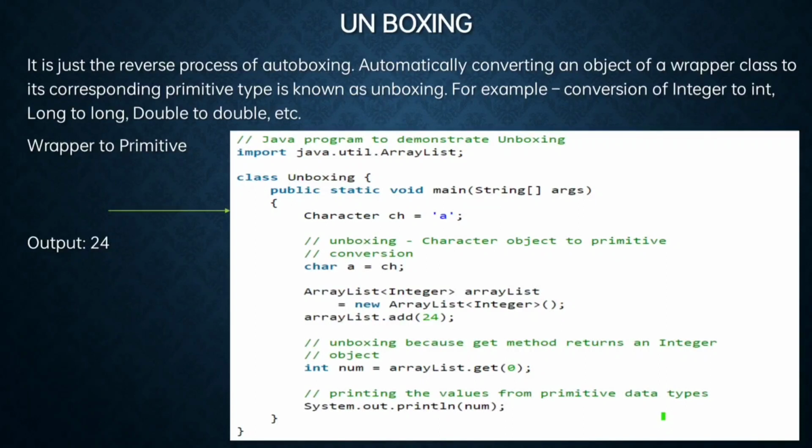Let's take an example. We have an ArrayList, right? In the ArrayList we are adding 24. Now unboxing, because the get method returns an Integer object, in int num = arrayList.get(0). So similarly we will be getting the value 24. We will be printing the value for the primitive data type. Here we are converting an object to a primitive type.